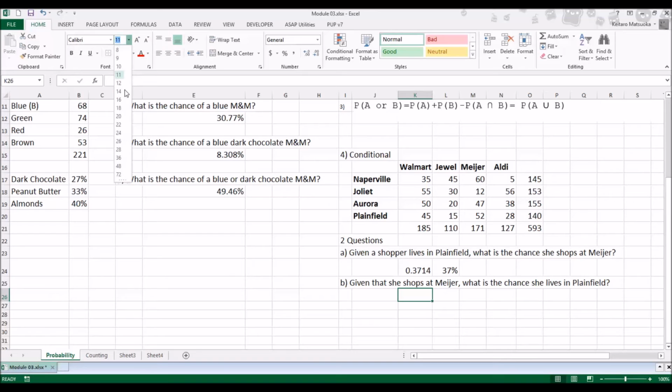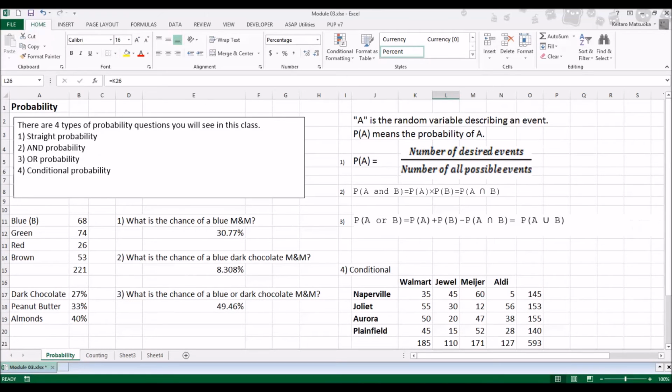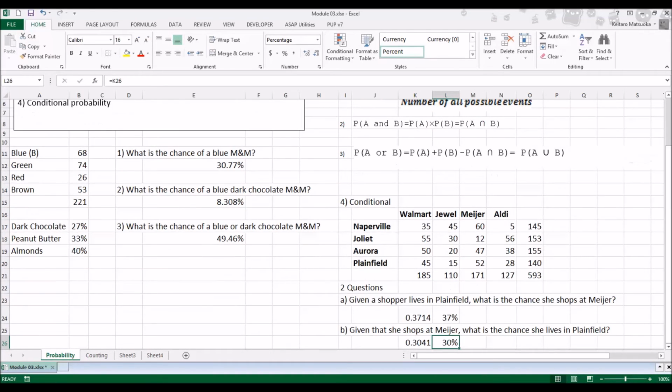So again, the answer is 52, but then divided this time by 171 because that's the condition. So if you look at it, it's about 30%. So that's how you do probability questions, straight probability and conditional probabilities. Just follow these steps. Okay. So let's now move on to the counting methods.